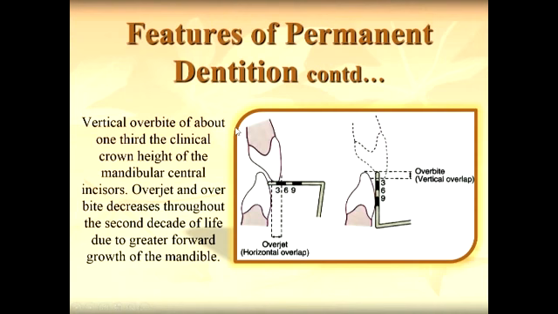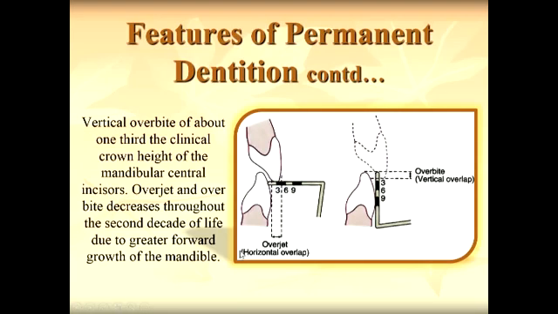Vertical overbite is about 1/3 of the clinical crown height of the mandibular central incisor. Overjet and overbite decrease throughout the second decade of life due to the greater forward growth of the mandible. Therefore, overbite and overjet differ with age.